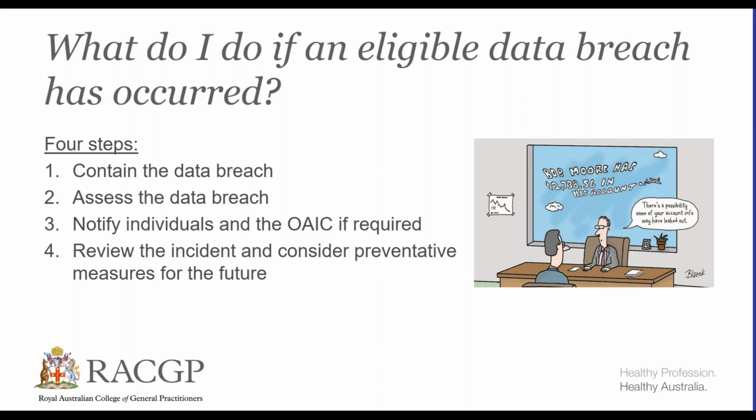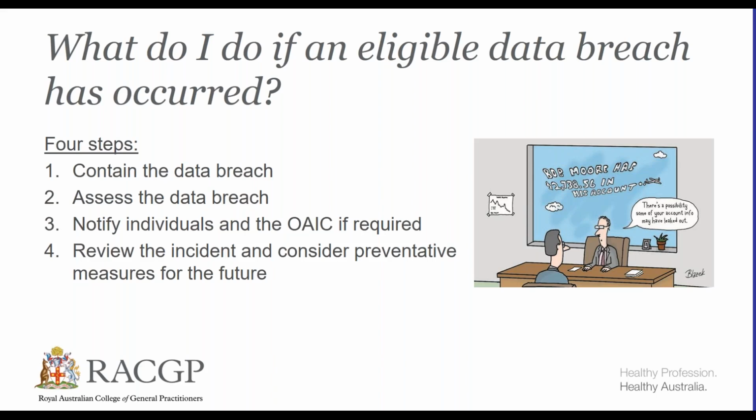So what do I do if an eligible data breach has occurred? When an unauthorized access or unauthorized disclosure or loss of personal information occurs, the first priority is to take immediate steps to contain the data breach. That is, take steps to prohibit further data from being accessed or disclosed. The next step is to assess the data breach, to gather the facts and evaluate the risks, including the potential harm to affected individuals, and where possible, taking action to remediate any risk of harm.